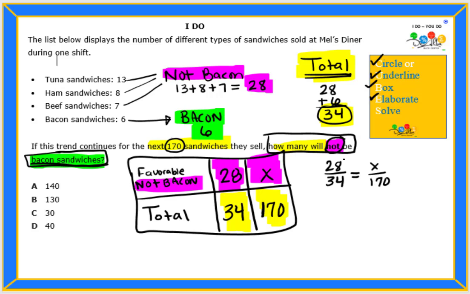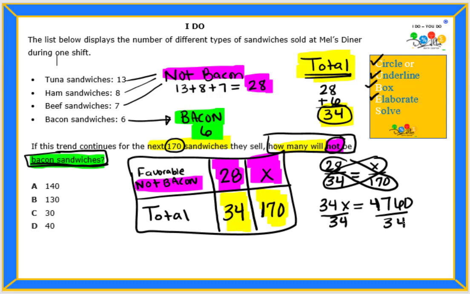And we can cross multiply, find our cross products. So 34x is equal to 170 times 28. That's 4,760. And now we have to make sure that we divide by 34, because 34 divided by 34 will be 1, and we will have x equals, and now all we have to do is divide 4,760 by 34.